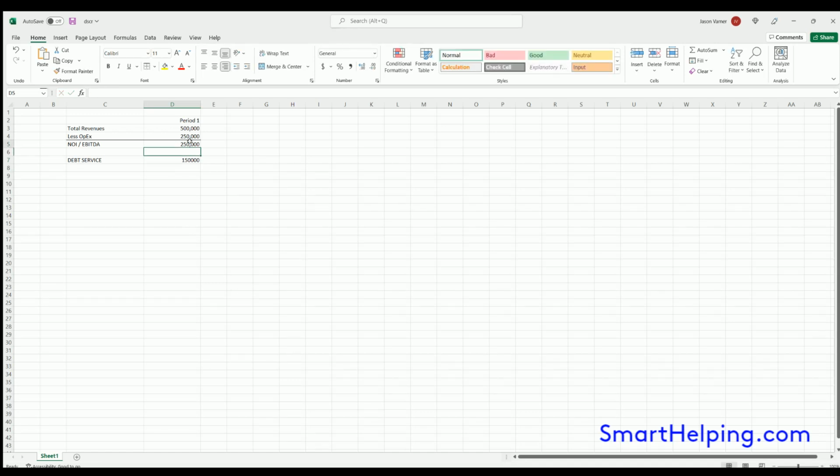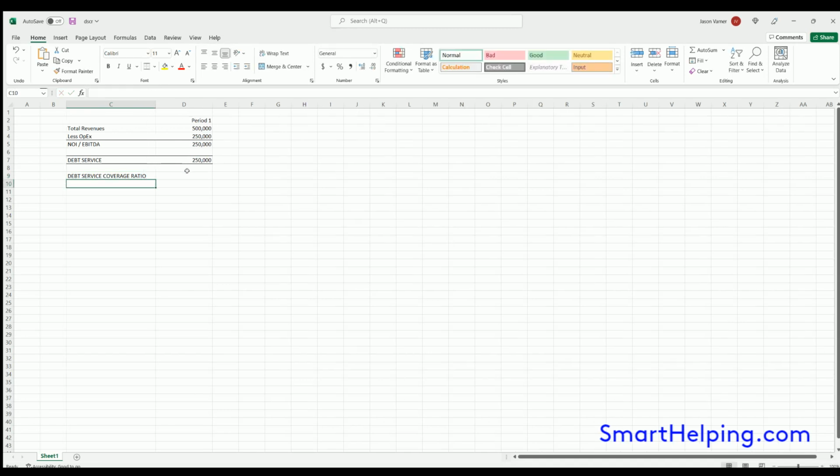Now, the reason why banks like this is because they want to know if your business is generating enough cash flow from its operating activities only to pay its debt service. That means you need a number greater than one. Debt service coverage ratio. Here it is. It is total NOI or EBITDA divided by debt service. In this case, it's one. Here, you're making just enough money to pay off your debt service.